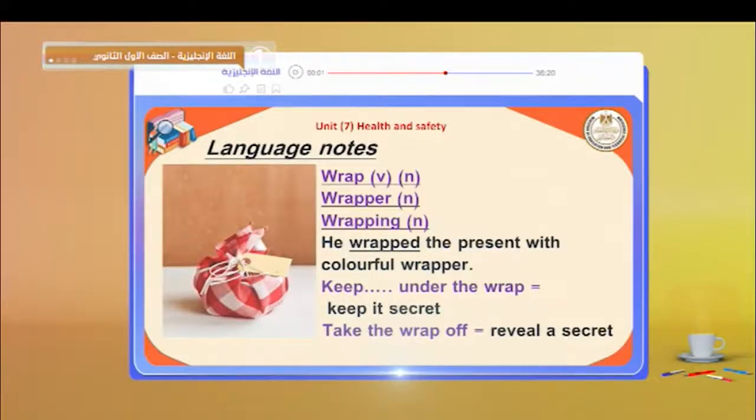So what about take the wrap off? Take the wrap off means remove the cover. So what does it mean take the wrap off? Means reveal the secret. Means tell the secret to everyone, to uncover the secret. Okay? So to keep something under the wrap means to keep it secret, and to take the wrap off means to uncover something or to reveal something.